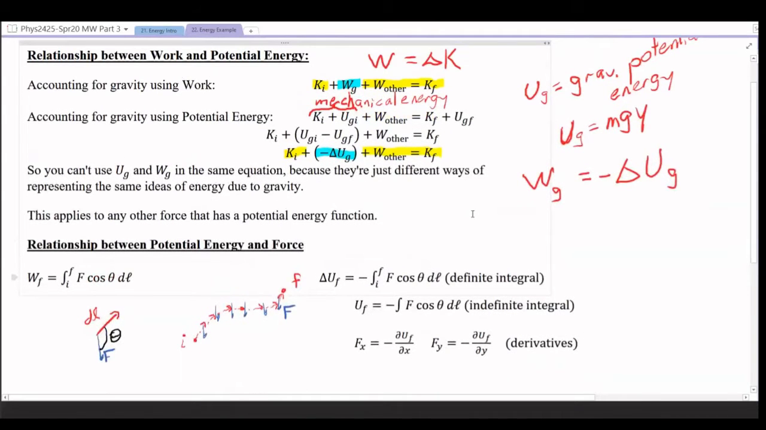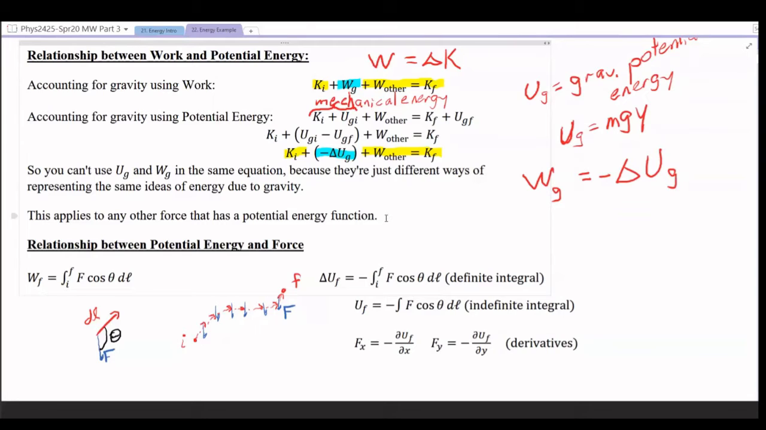Now, when you're doing energy analysis, you want to account for gravity using either the potential energy of gravity, mgy, or the work due to gravity. You don't generally use both of those things in the same equation because it would be accounting for the same thing twice. And we'll talk about springs probably next Monday. We'll talk a little bit about springs. I think that's in lesson 23. That'll get posted to our playlist.